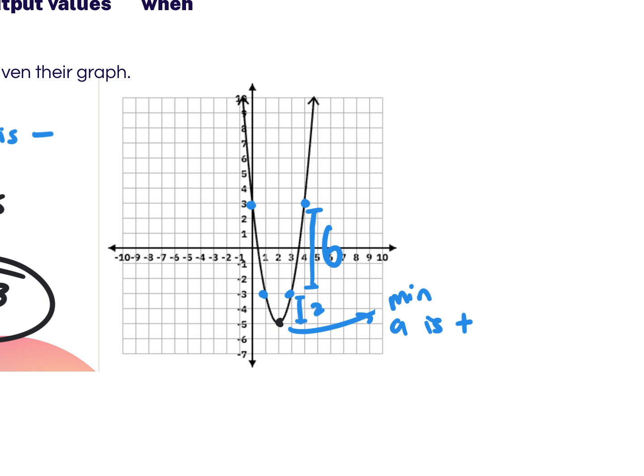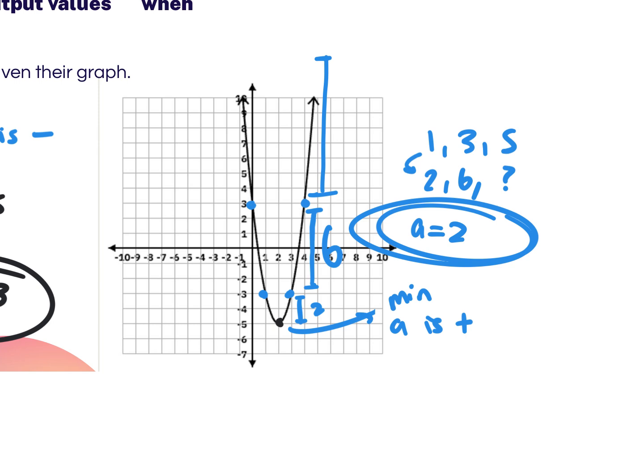So once again, that pattern of change, 1, 3, 5, went to 2, 6, and I don't know that last one, which is okay. How did I get from 1 to 2? Well, I multiplied it by 2. So that means that my a-value is 2.